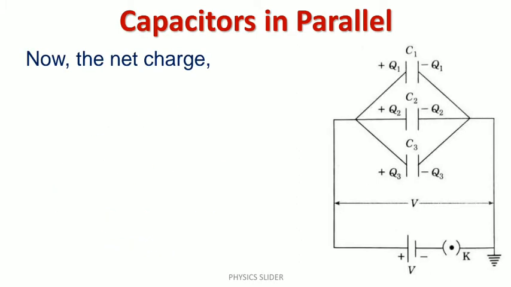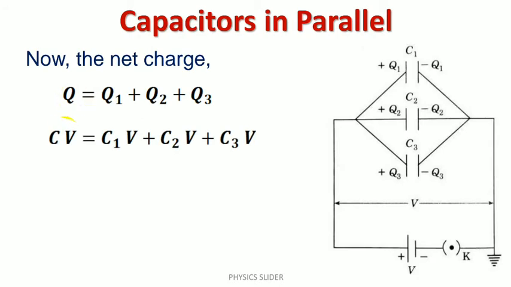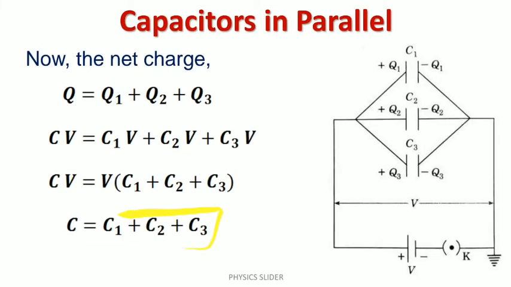Now the net charge will be given as Q is equal to Q1 plus Q2 plus Q3. Now put the value of Q as CV, where C is the equivalent capacitance and V is the applied potential difference. The values of Q1, Q2 and Q3 we have decided before. These are C1V, C2V and C3V. Take this V as common from all these three terms. We get this. Now this V will be cancelled out by that V, and we will get C is equal to C1 plus C2 plus C3. So this is the equivalent capacitance when these three capacitors are connected in parallel.